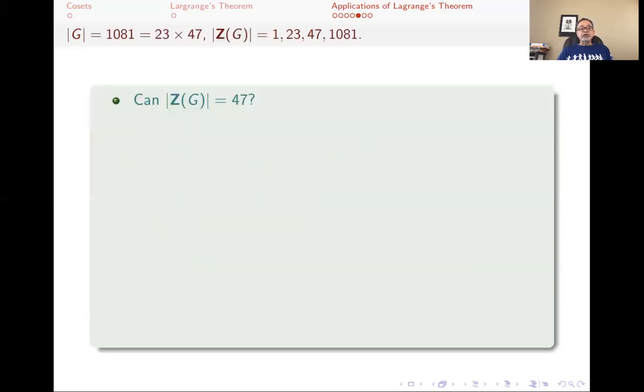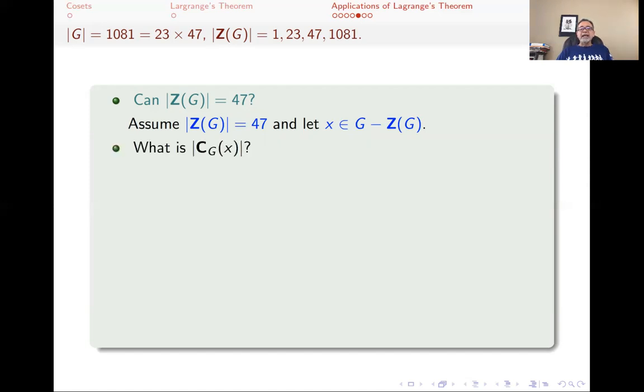So let's see. Again, we have a group of order 1081, 23 times 47. We have already said that the size of the center is either 1, 23, 47, or 1081 by Lagrange's theorem. But can the size of the center be 47? Is that a possibility? Well, let's see. If it is 47, then there are tons of elements outside of the center. Let's pick one of them. So let x be one element that's in the group, but not in the center. Now I want to know things about this element, such as how many things it commutes with.